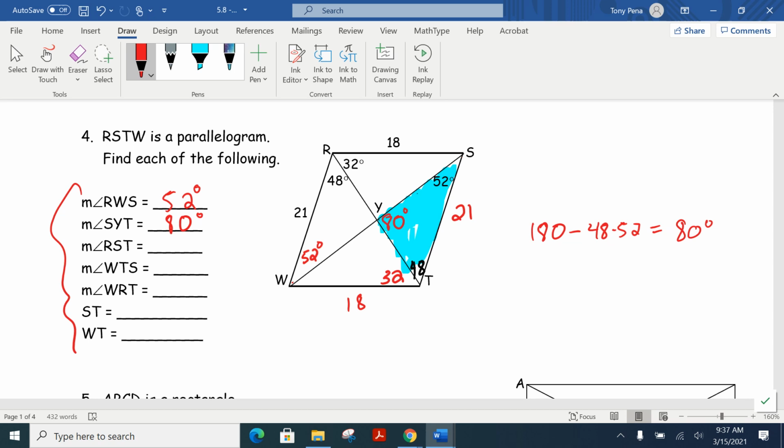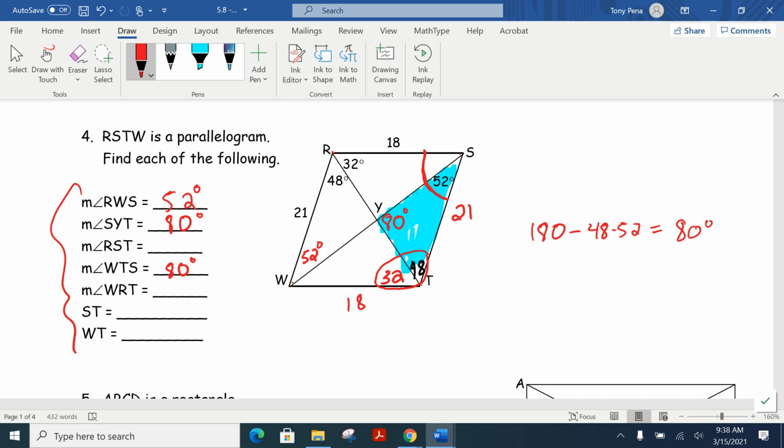If we look at angle RST, that's the one we're going to have to do a little work for. We'll come back to that in a second. RST is this big angle here. We know some of it is 52. We don't know this one just yet. So let's come back for that in a second. All right, WTS, from here to here to here, that's this big angle that would combine the 32 and the 48. So we would add those up. That's going to be an 80-degree angle.